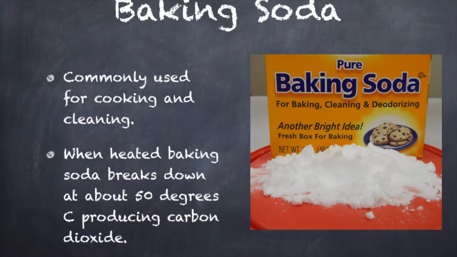Baking soda is commonly used for household cooking and cleaning. It's often used for producing cakes, cookies, and other items, usually for its CO2 production. Once baking soda decomposes, it produces large quantities of CO2. When baking soda is heated to about 50 degrees Celsius, it produces carbon dioxide.